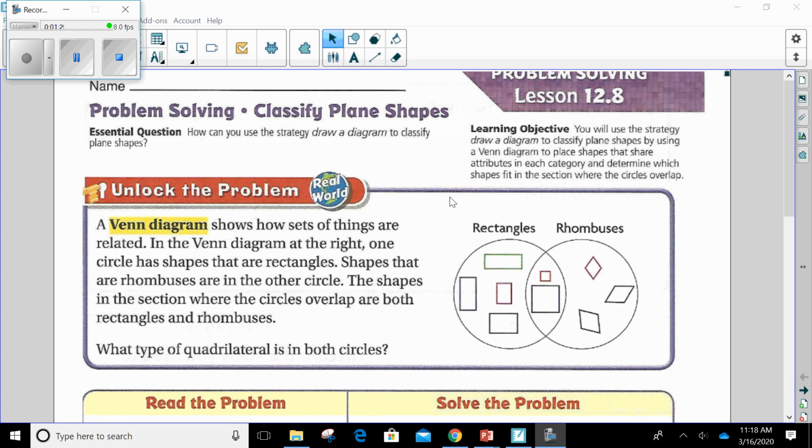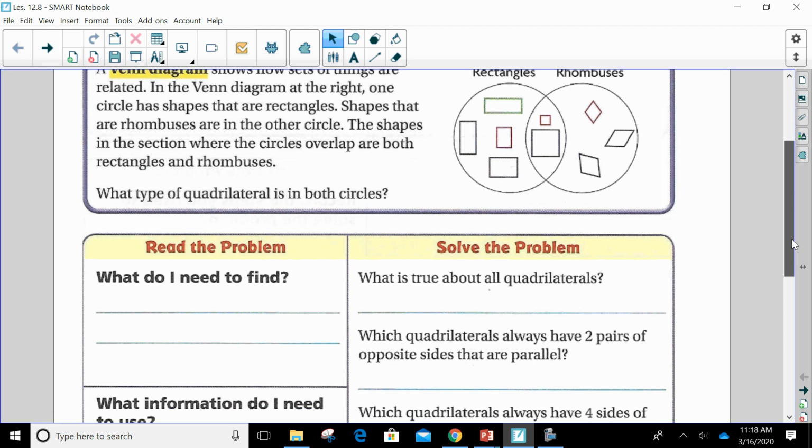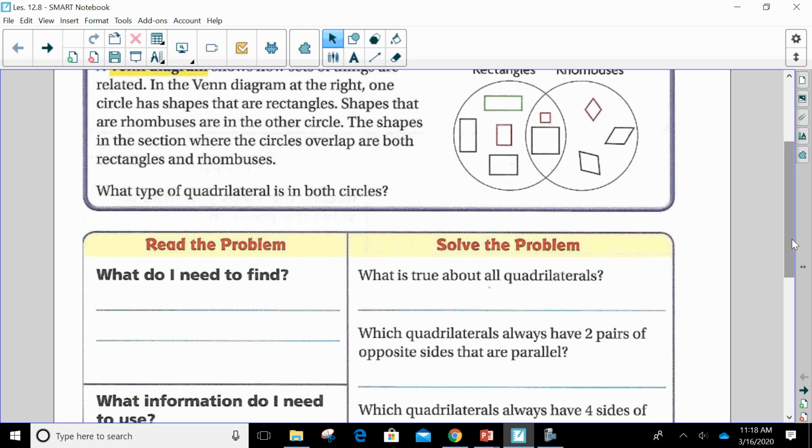In the Venn diagram at the right, one circle has shapes that are rectangles. You see this circle right here? They all have rectangles. Shapes that are rhombuses are in the other circle. Right here's that circle. The shapes in the section where the circles overlap are both rectangles and rhombuses. Right there. What type of quadrilateral is in both circles? Well, you can look at that, and you know we have talked about this. We know the answer, but we're going to be going through this.